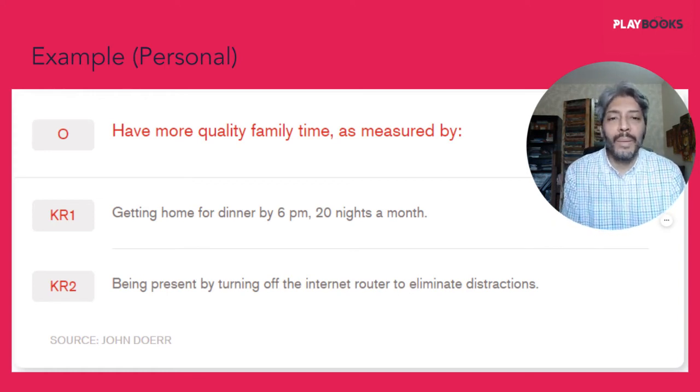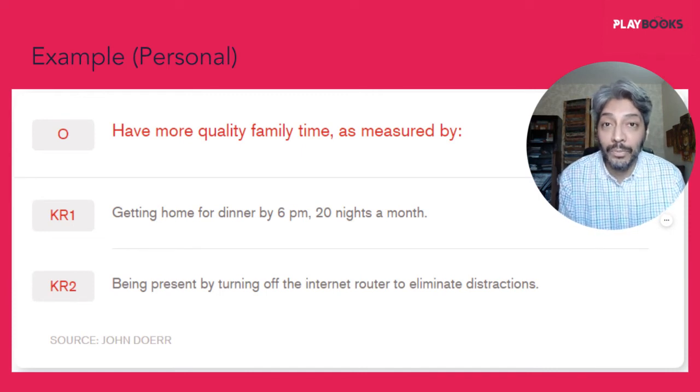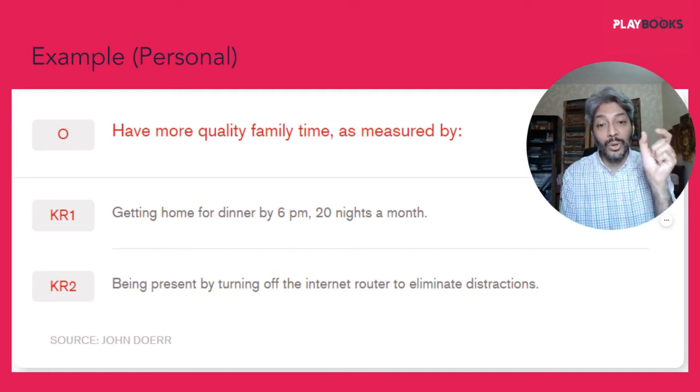Have more quality family time as measured by: so what he wants to do and how he's proposing to do it. He wants to be home by 6 p.m. 20 nights a month to have dinner with his family. So, very clear KR. As you see, it has a clear metric-driven goal, 20 nights a month, 6 p.m. Very, very clearly, crisply defined.